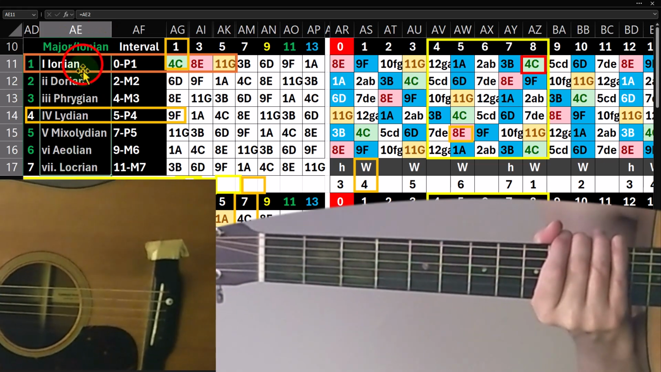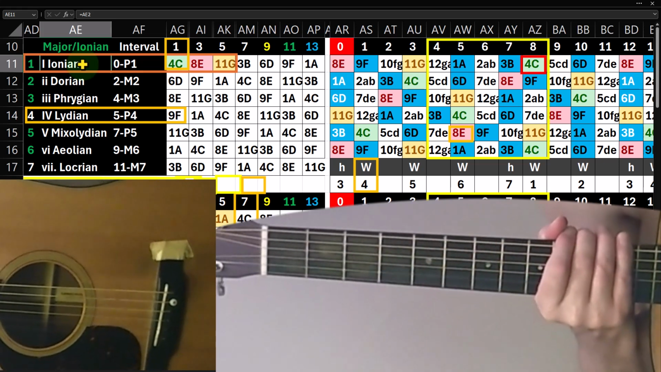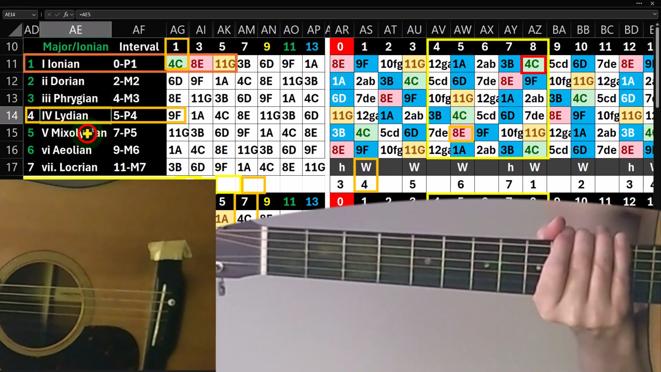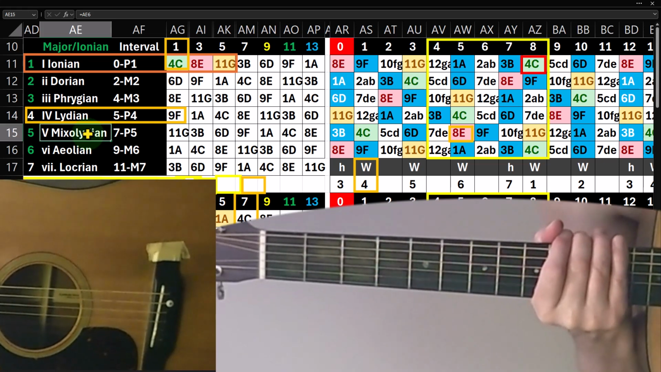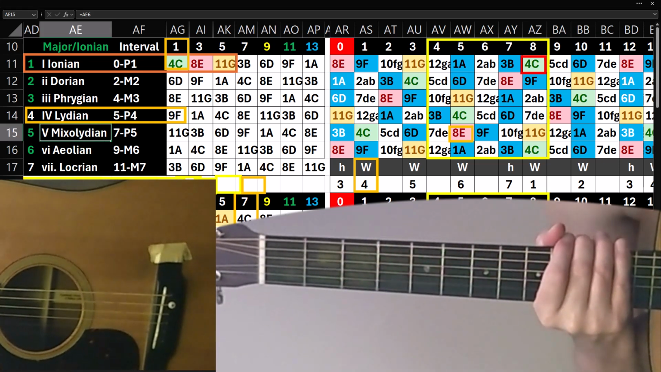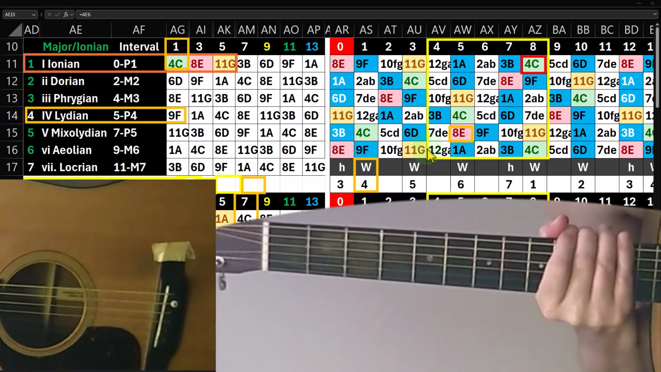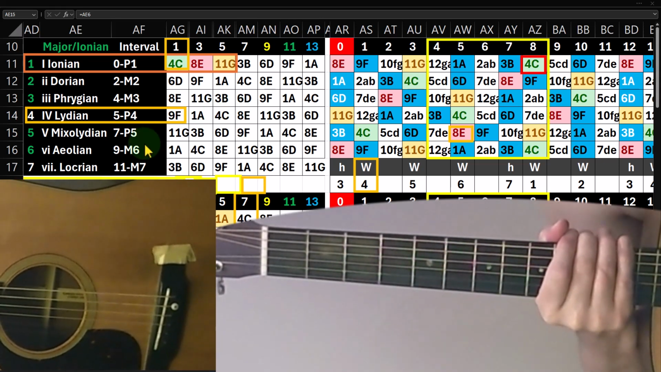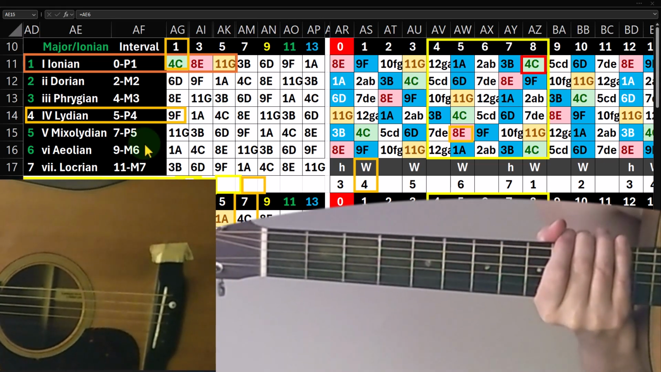The major scale is otherwise known as the Ionian mode. The other modes are the Dorian, the Phrygian, the Lydian, the Mixolydian, the Aeolian, and the Locrian. Sorry, I had to sneeze there. I think I paused it before I sneezed. All right, so that's going to be the idea.